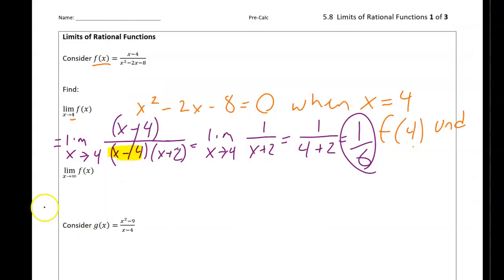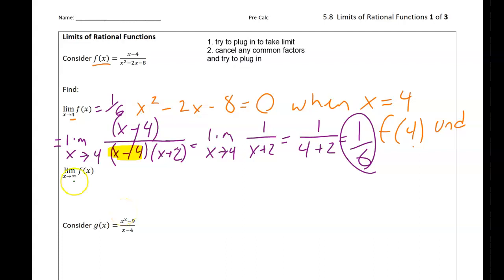So when confronted with a rational function, my first step is I can try and plug in a value. And then if that doesn't work, so I get my divide by 0 error, well, then I look for a factor that I can cancel. And then I do the same thing. And that allowed me to find this 1/6 is my limit, even though the function itself is undefined at that point.